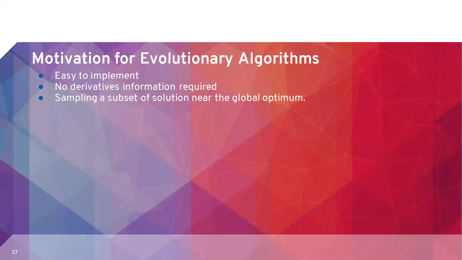These methods are easy to use, and they don't require any derivative information. Sampling a subset of solutions near the global optimum means you can get a subset of attributes which provides near global values, although there is no proof that evolutionary algorithms can give you the best possible global optimal solutions.